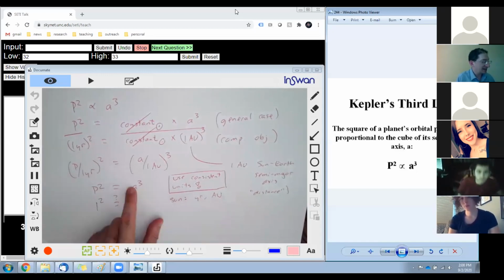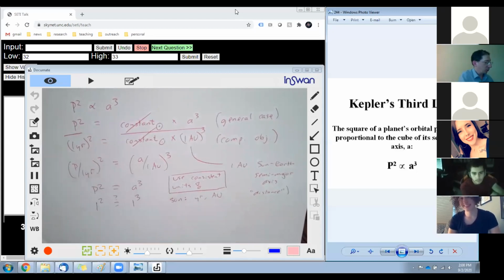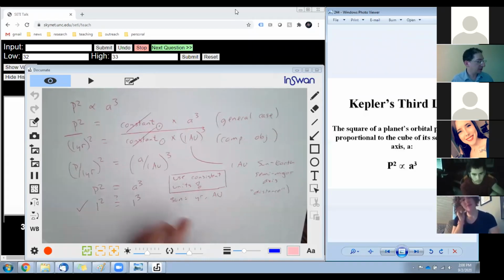Well, it orbits at a distance of 1 astronomical unit. 1 squared is equal to 1 cubed. Yes, it is. Just a quick check. Now, anything going around the sun, if I give you AU or years, you use this equation, you're good to go.